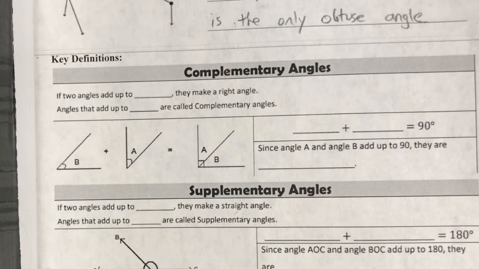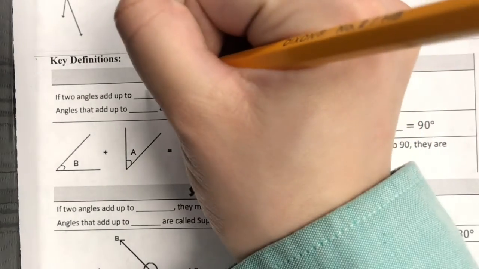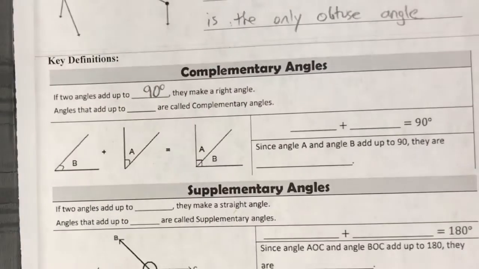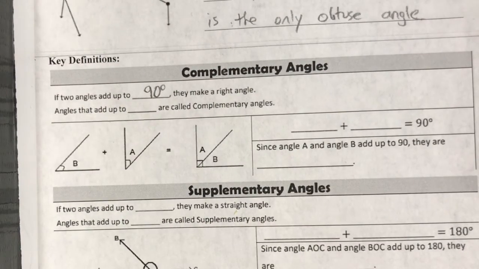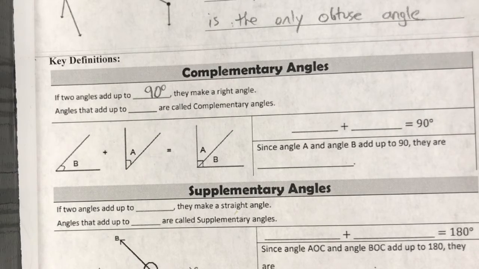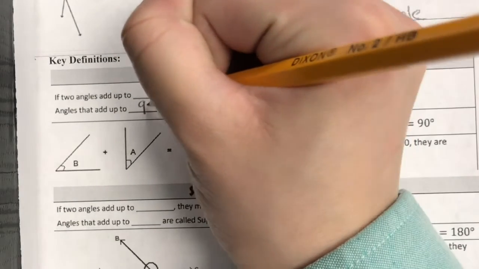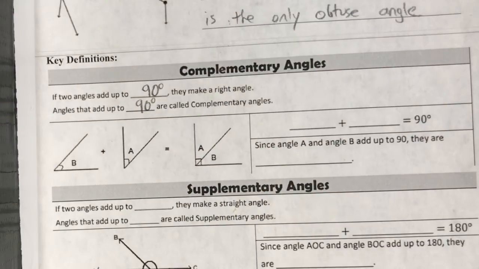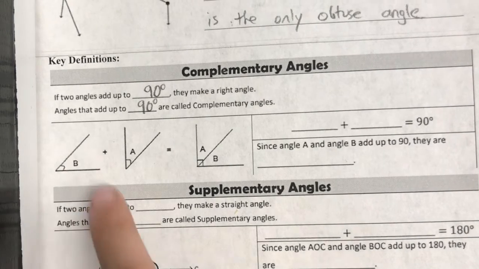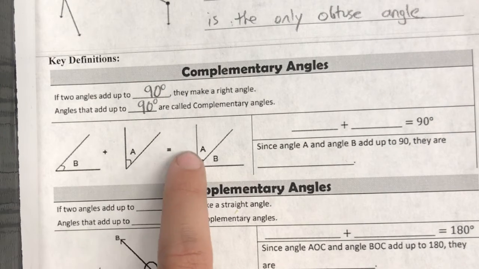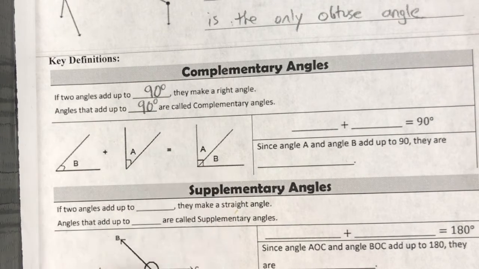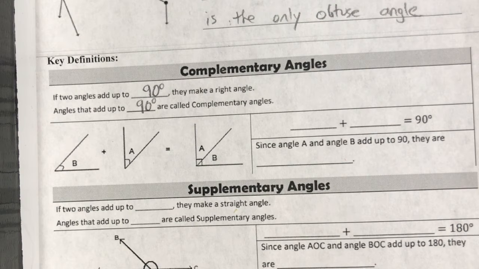Okay, so let's fill in some blanks to understand the definition of complementary angles. If two angles add up to 90 degrees, they make a right angle, which I think we generally know. And angles that add up to 90 degrees are called complementary angles. So any combination of angles that add up to 90 degrees is what we would call a complementary angle. And you see that picture here. Angle B plus angle A, when we add them together, they make that right angle there. So that's going to be a complementary angle.